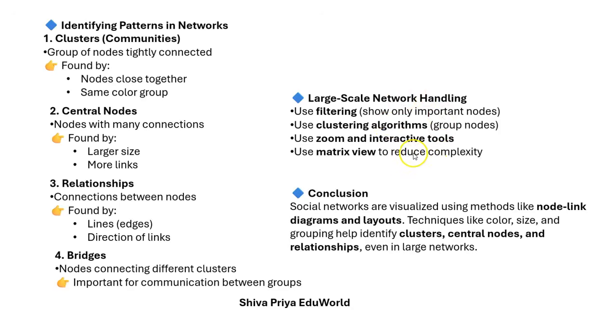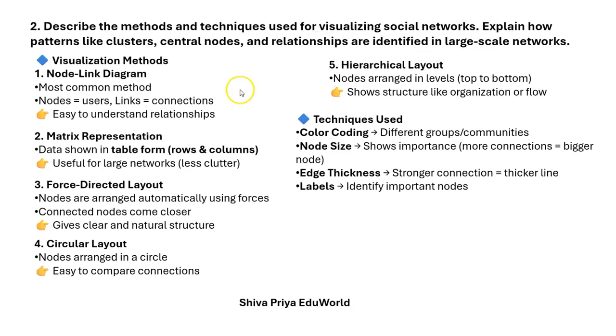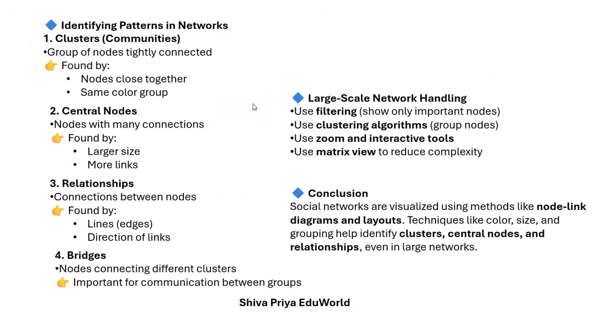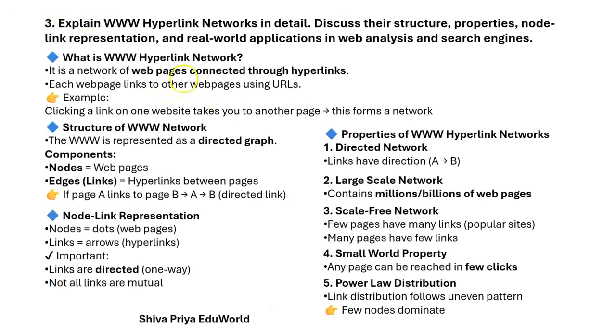Clear? Whatever you write, you have to explain with the diagram. In short, a dot is a node and a line is an edge. Each and everything you have to explain with a simple diagram. That's enough. Diagram is very important. You have to draw. Okay.